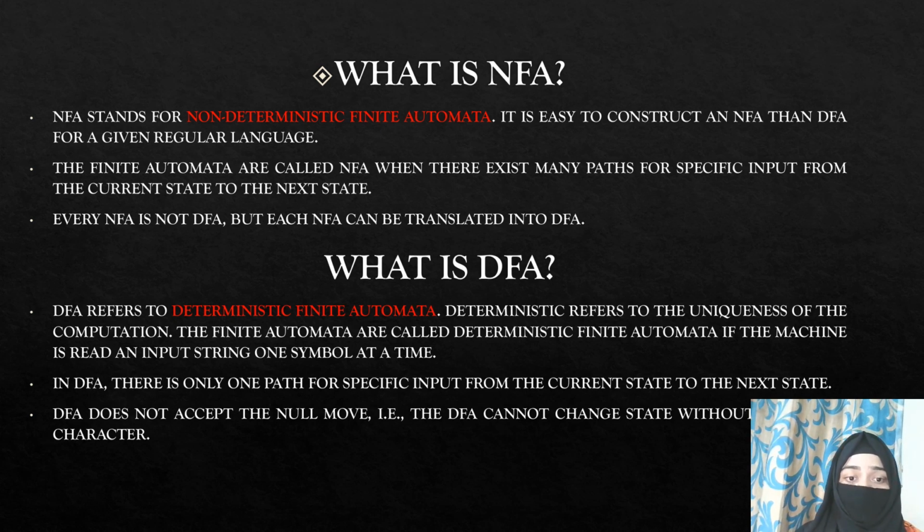DFA refers to deterministic finite automata. Deterministic refers to the uniqueness of the computation. The finite automata are called deterministic if the machine reads an input string one symbol at a time. So in a DFA, there is only one path for a specific input from the current state to the next state. DFA does not accept the null move. The DFA cannot change state without a character.